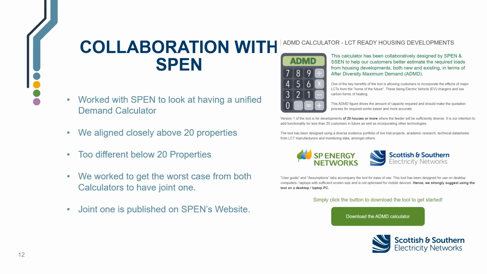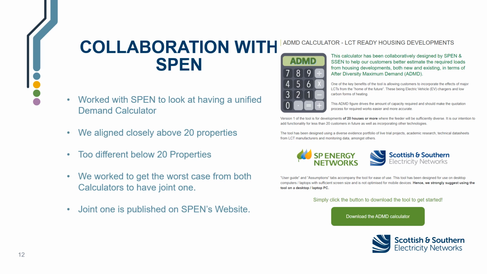Shortly after developing the calculator, through a house builder, we were encouraged to work with SPEN to see if we could come up with a standardised approach. Although we didn't arrive quite at the same conclusions, we realised that we're pretty much aligned above 20 properties, and it became clear that we could have an option for having more than 20 properties.